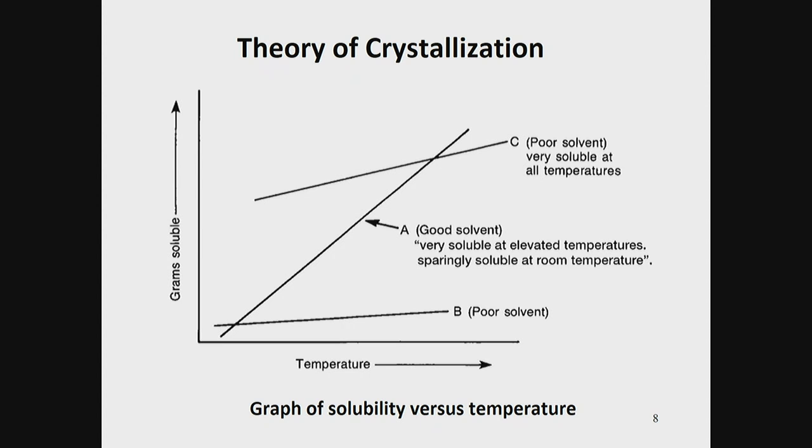But B, notice that as we increase the temperature, the solid just doesn't go into solution at all. And C, as we increase the temperature, it goes into solution, but also at low temperature, it's very highly in solution. So A is the best, okay? Again, I'll reiterate, we want our solid to be soluble in high temperature liquid and not soluble in low temperature liquid, okay?